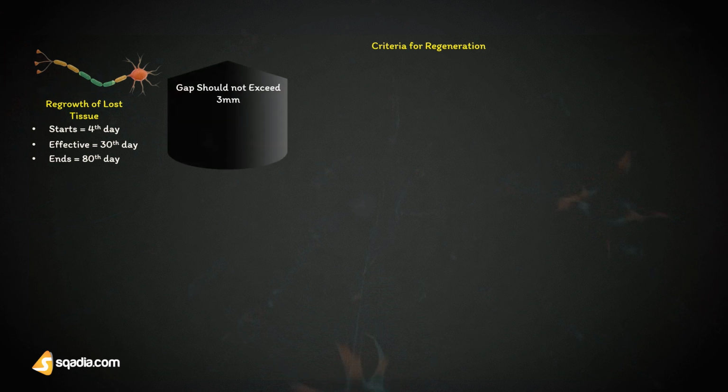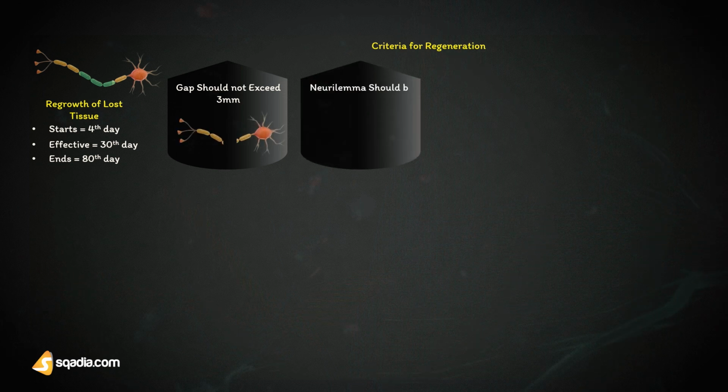Gap between the cut ends of the nerve should not exceed 3 mm. Neurilemma, that is the outer layer surrounding a Schwann cell of a myelinated axon, should be present. As you know, neurilemma is absent in CNS. The regeneration of a nerve does not occur in the central nervous system or CNS.